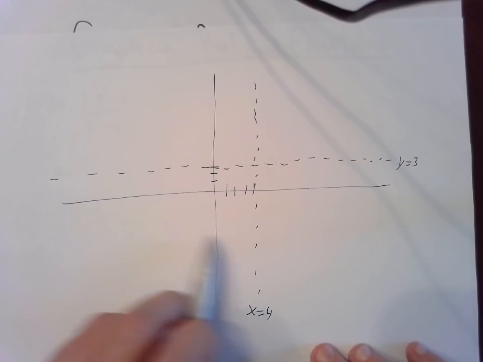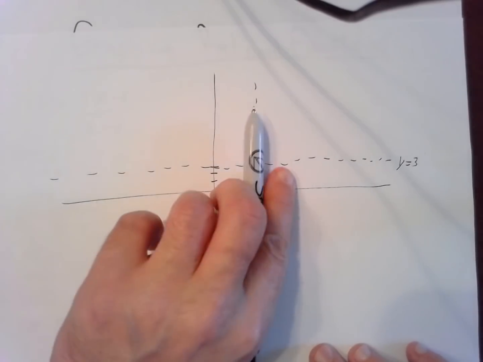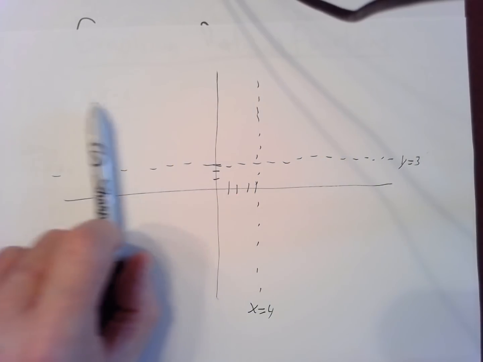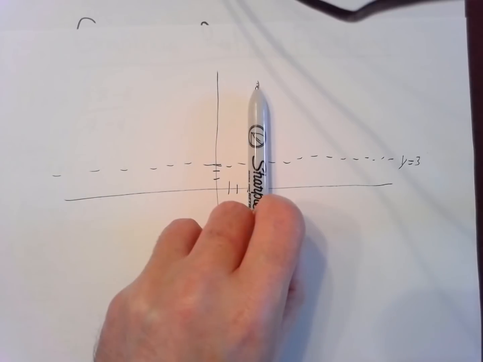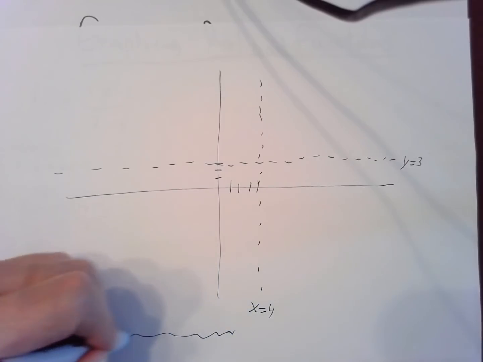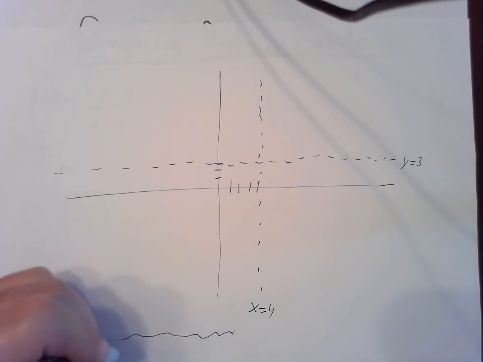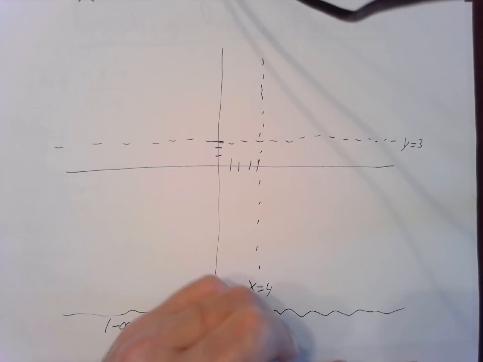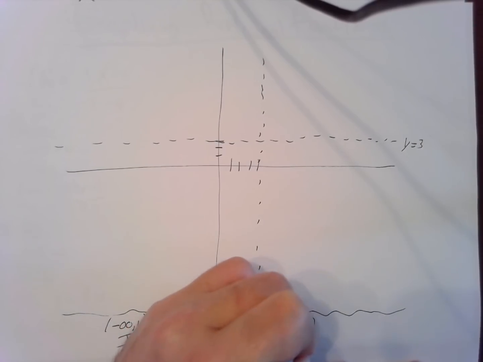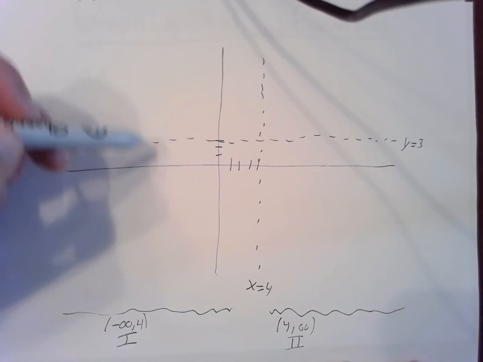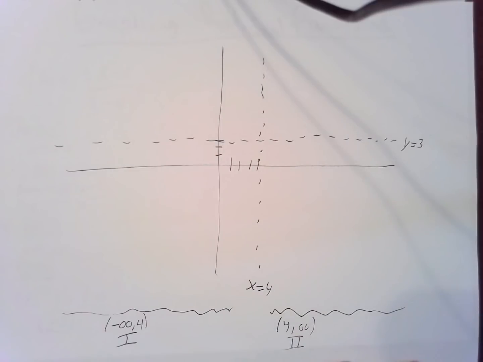Okay. Notice here that my vertical asymptote separates my x-axis into two regions. All of this stuff over here, that's what I called region 1. And all of this stuff over here. So this whole section, these x values are negative infinity to 4. That's what I called section 1. And these x values are 4 to infinity. That's what I called section 2. So I'm going to have a chunk of graph over here and a chunk of graph over here.